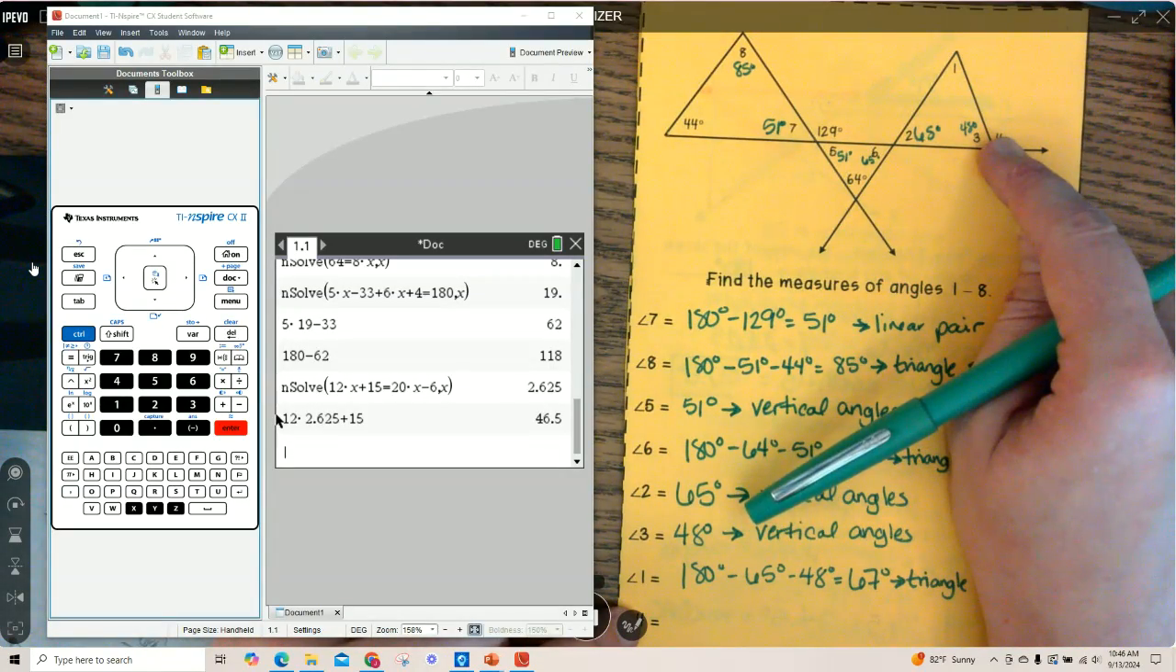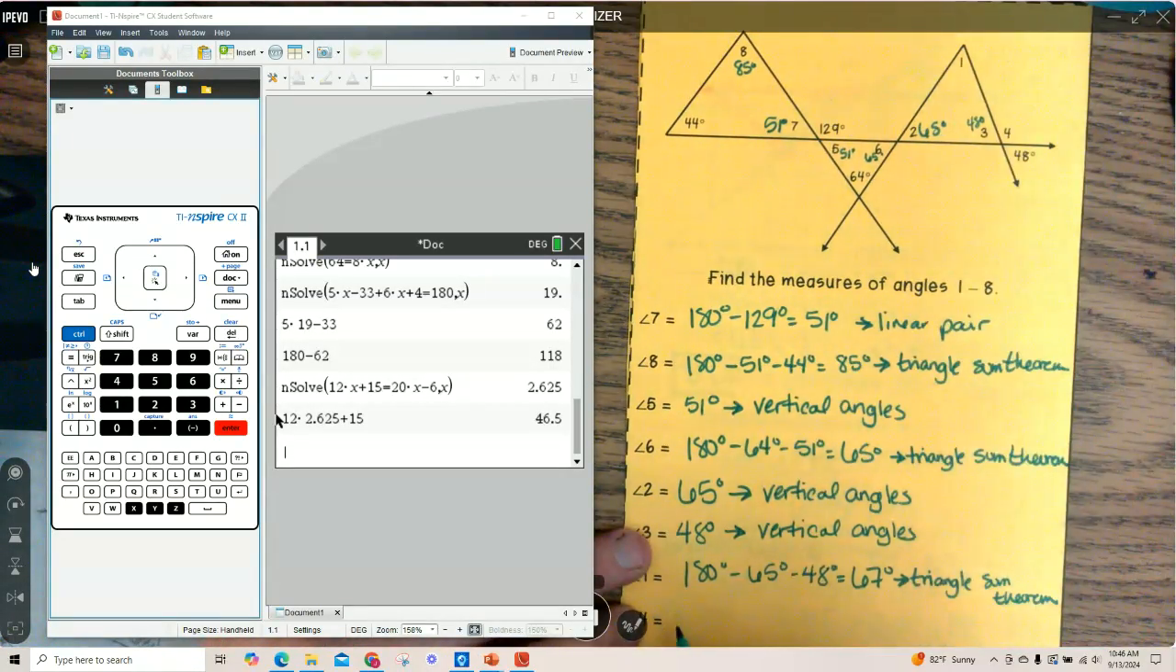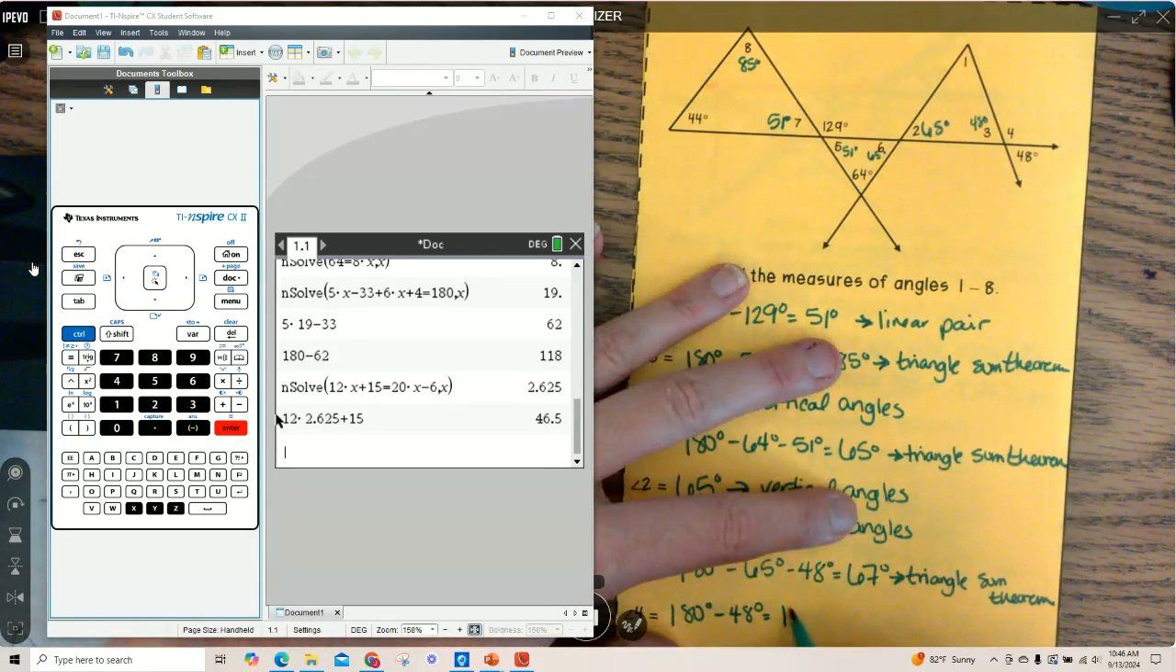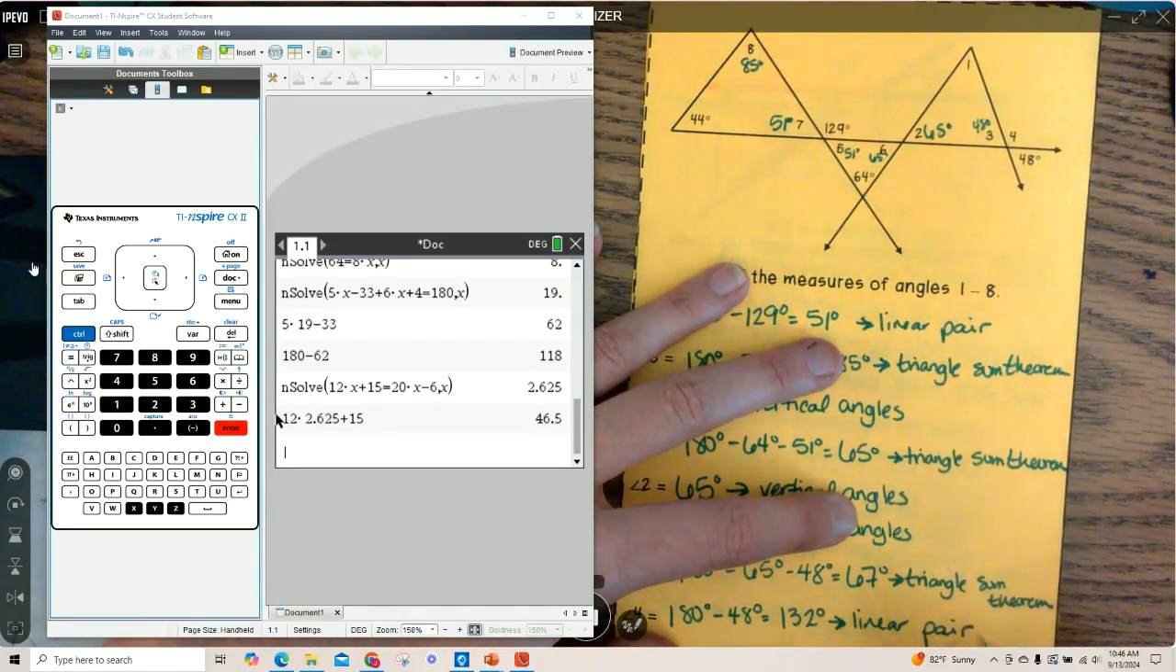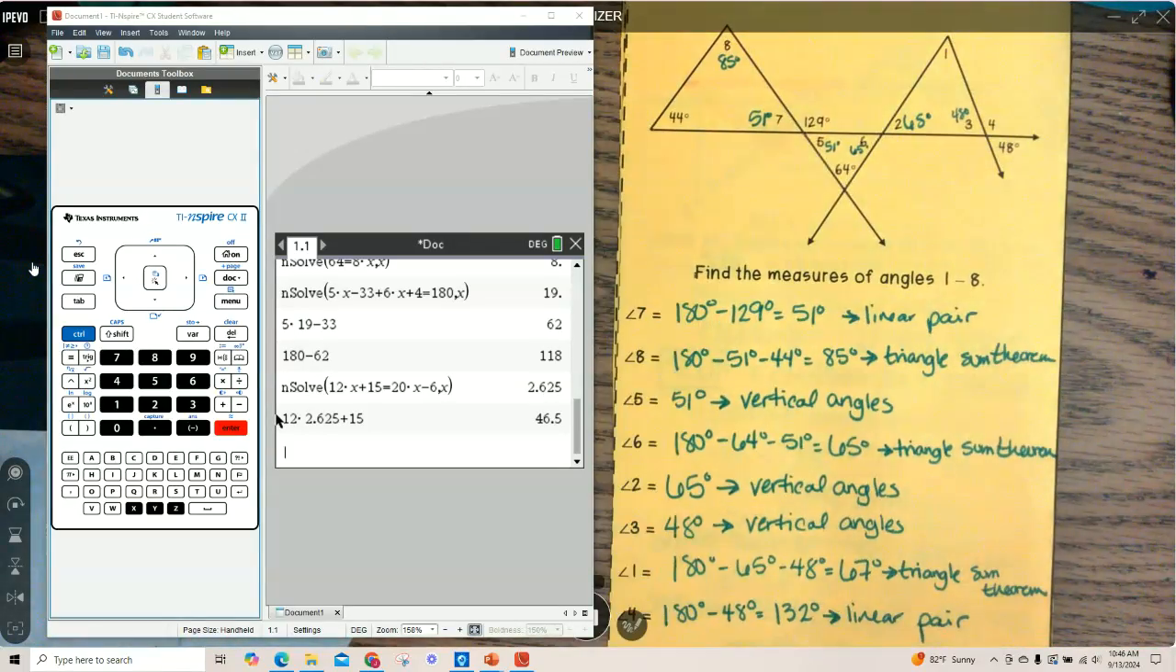And then finally angle 4. Angle 3 and angle 4 are a linear pair. So we can do 180 degrees minus 48 degrees, and that gives me 132 degrees. And again, that is a linear pair. So sometimes you have to just work your way through it.